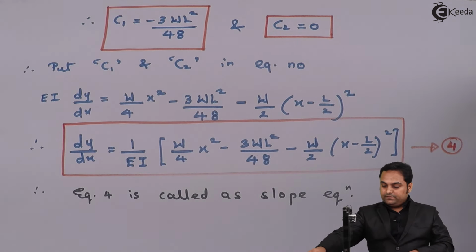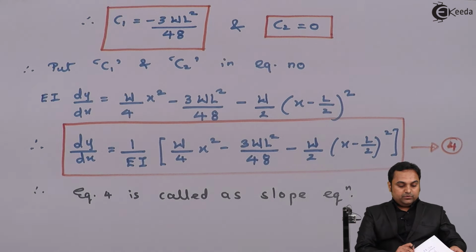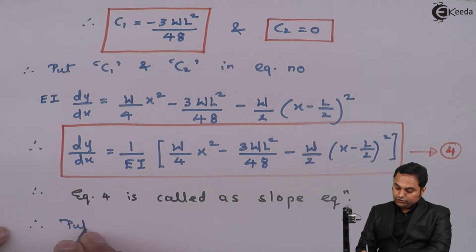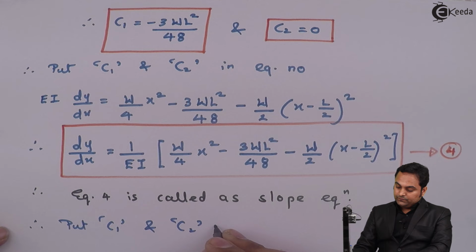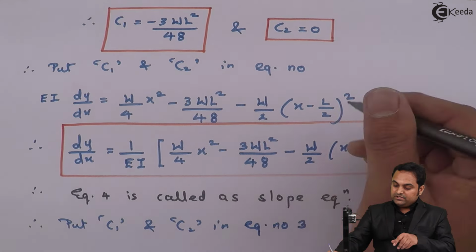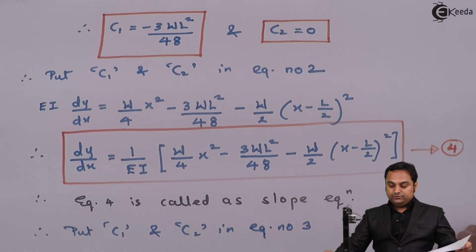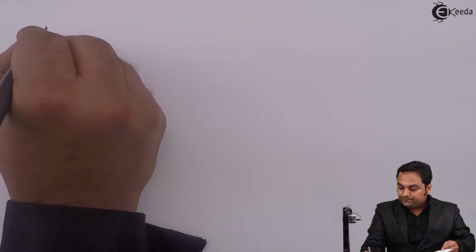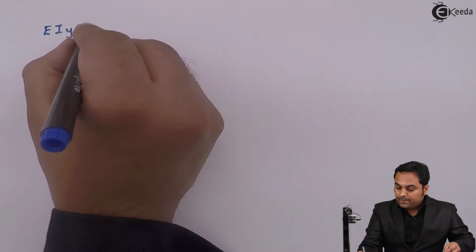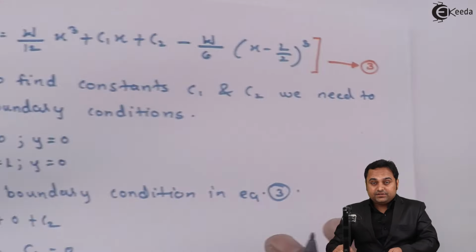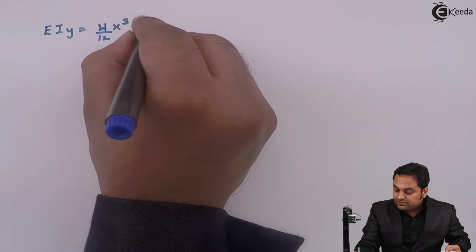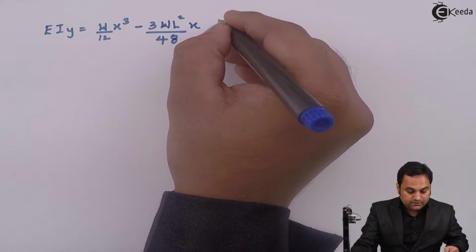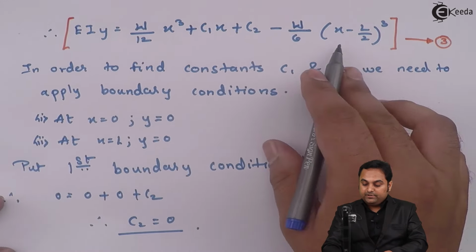Similarly, after reaching the slope equation, I'll put C1 and C2 values in equation number 3. Previously we put the values in equation 2nd, so now I am putting the values here. Here in equation 3 we have EI into y on one side. On the right hand side we have W by 12 x cube. Next it is plus C1 into x, and C1 is minus 3 W L square by 48 into x. Plus C2, but C2 is 0, so we can neglect this term and copy the last term as it is.